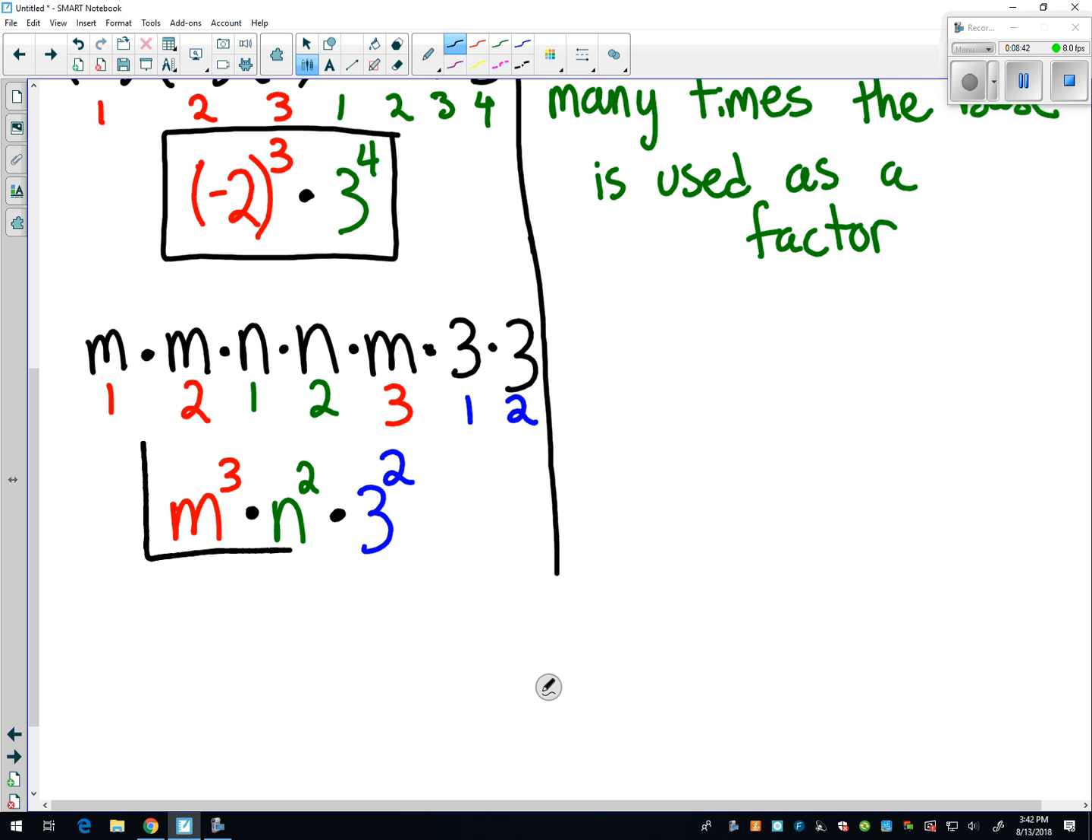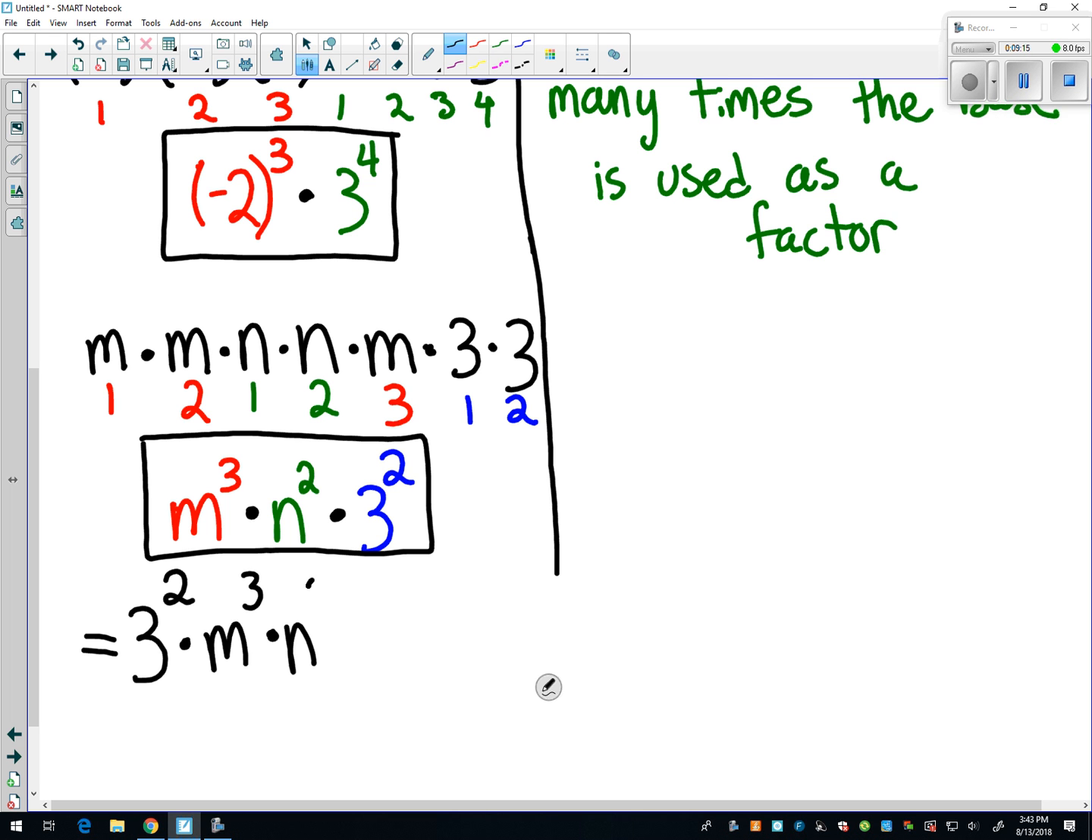Now, you can see this written in a couple different ways. Multiplication allows us to write our factors in whatever order we want. One of the things you might commonly see is that we try to write these in alphabetical order, and we try to put all of our numbers first. So for example, an equivalent way of writing this is 3 squared times m to the third times n squared. Our numbers followed by our letters in alphabetical order.